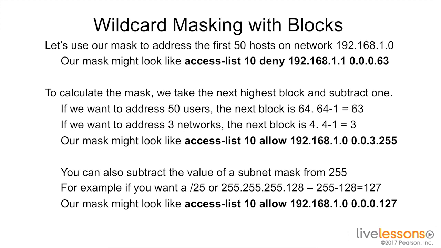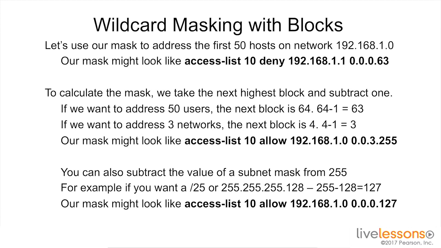If we want to address 3 networks, the next block size is 4. 4 minus 1 is 3, so our mask in that case would look like 0.0.3 for the 3 networks, and then 255 afterwards so we can address all the hosts.